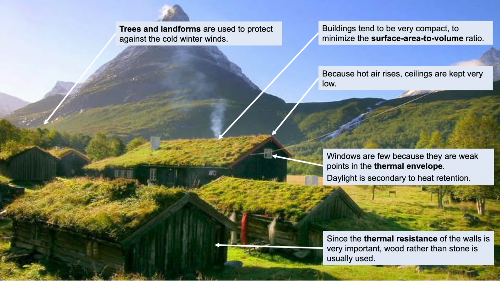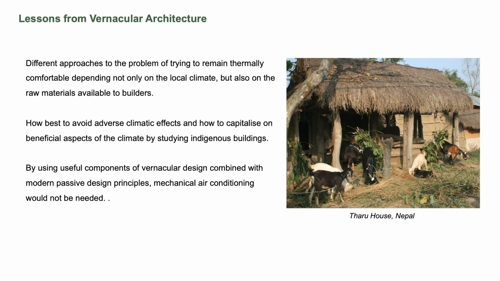So they're basically some of the basic principles of passive design. They're still used today. They're used in passive house design, so passive solar design. In this case, you can also see that they're built into landforms to protect them from wind. So what we can learn from vernacular architecture is how to use the beneficial aspects of climate and how to mitigate against the worst aspects of it.